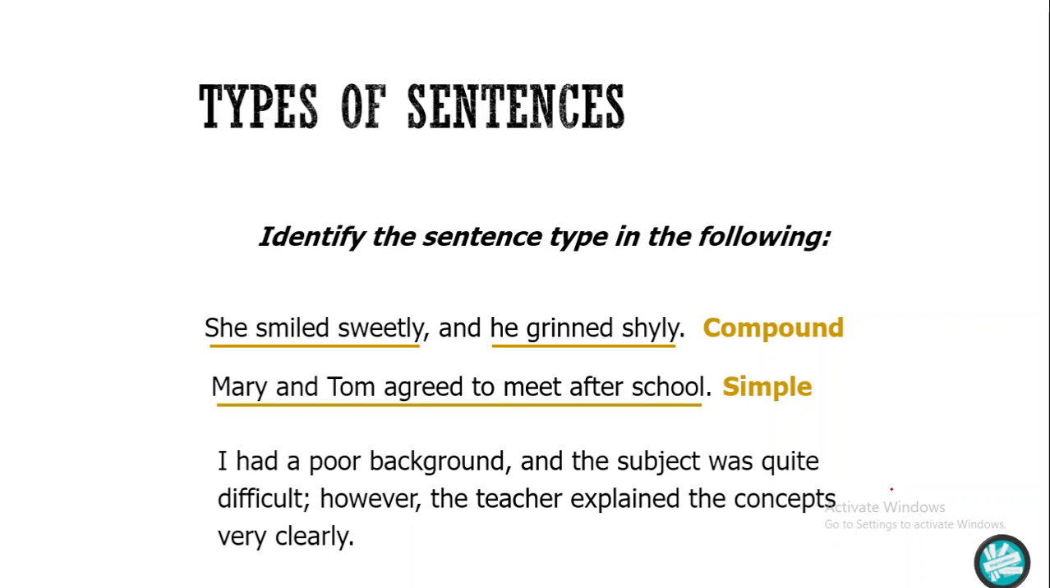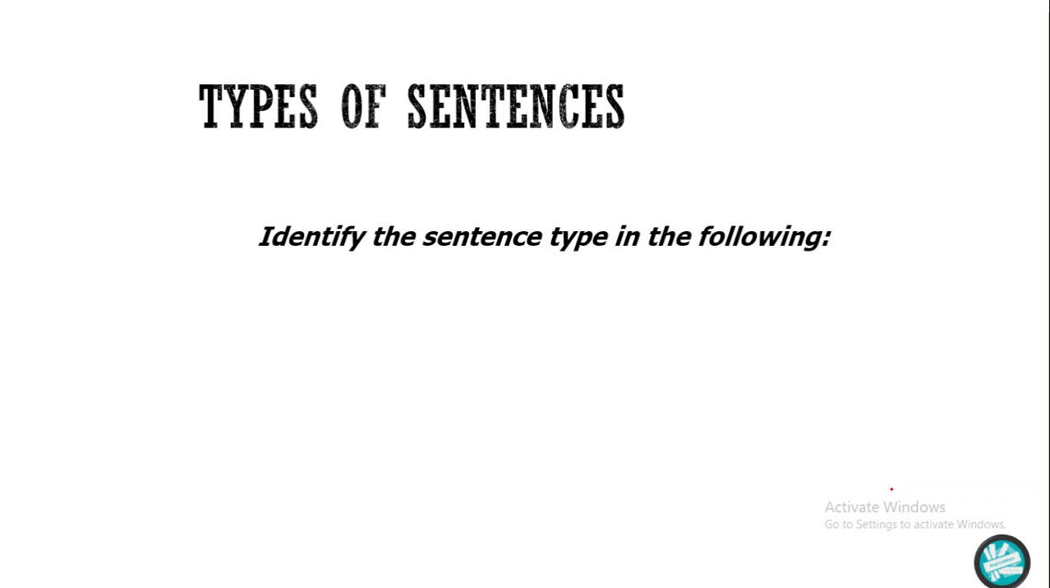Now let's look at this sentence. I had a poor background and the subject was quite difficult. However, the teacher explained the concepts very clearly. That is a compound sentence. Why? Because I had a poor background is the first main clause and is the coordinating conjunction. The subject was quite difficult is the second main clause, and the teacher explained the concepts very clearly is the third main clause.